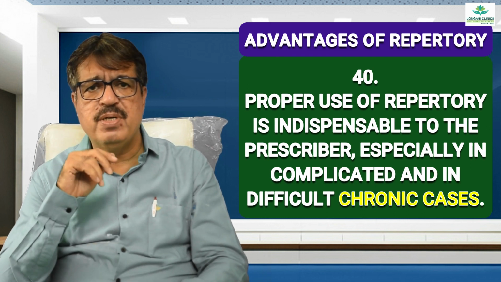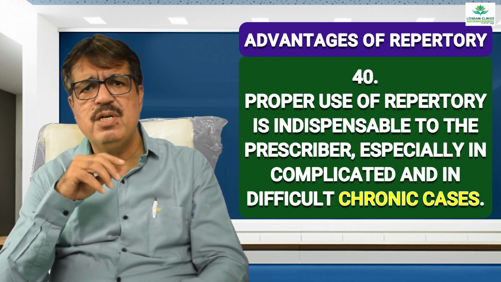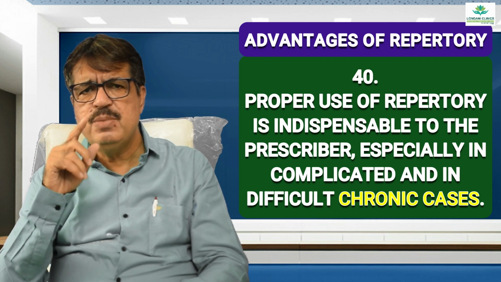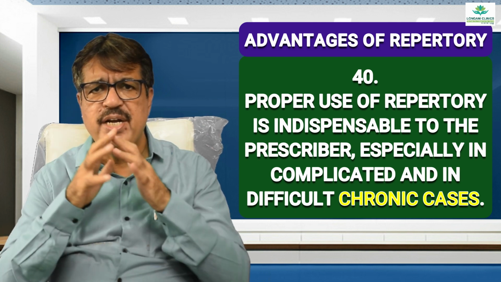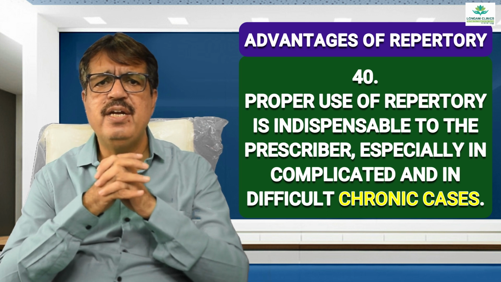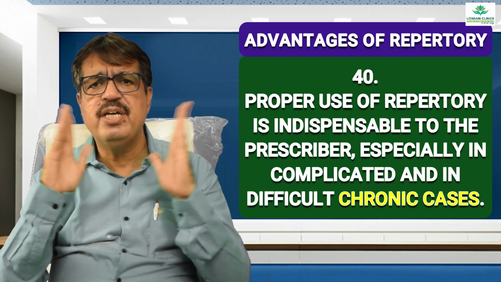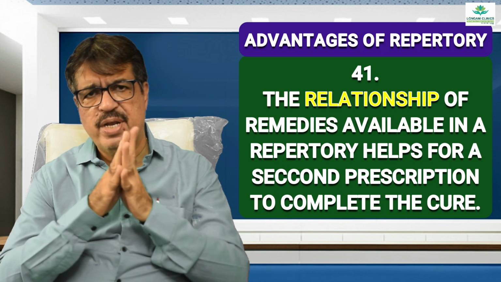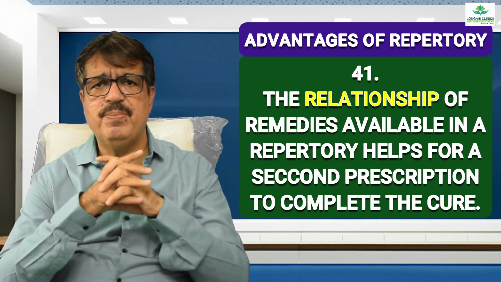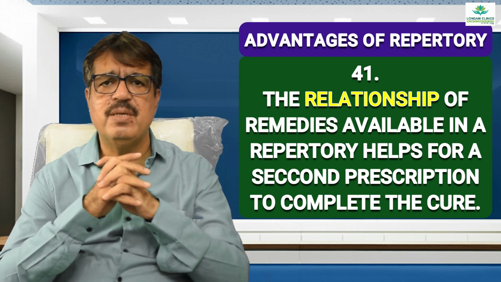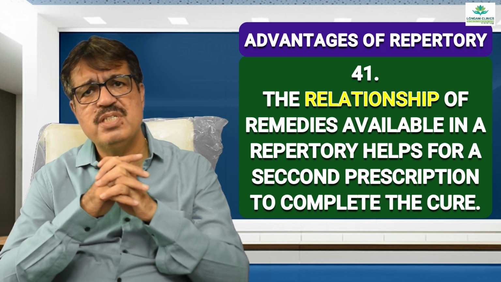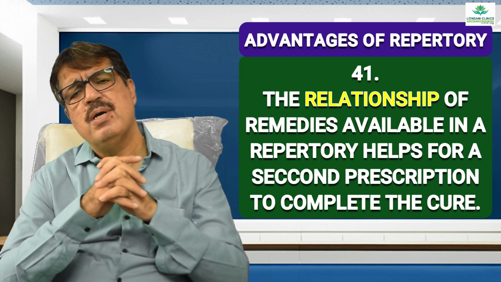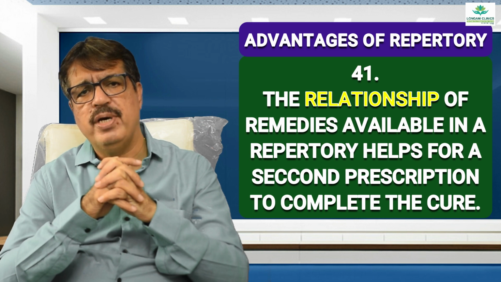40th one. Proper use of repertory is indispensable to the prescriber, especially in complicated cases and in difficult chronic cases. 41. The relationship of remedies, last one, available in a repertory helps for a second prescription to complete the cure.